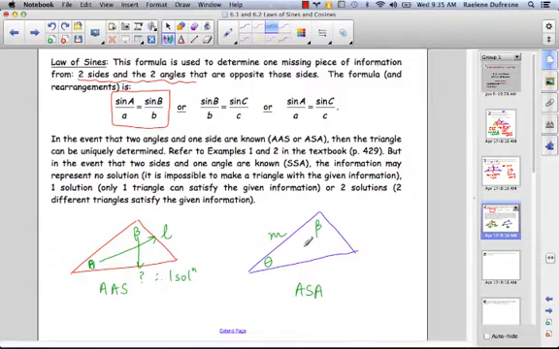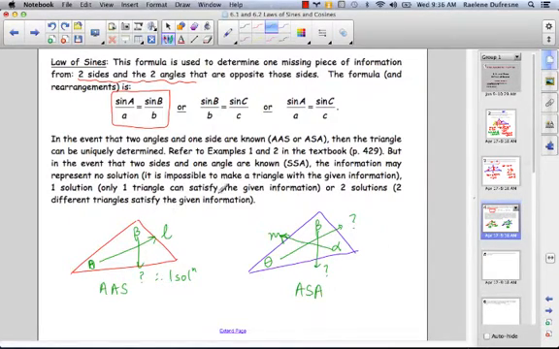Similarly, in this case, we have a missing angle, but we can solve for that angle as, let's call it alpha. As soon as we solve for alpha, we have one opposite angle side pair, and we can solve either for this missing side or this missing side. In this case, we are going to get one unique solution.